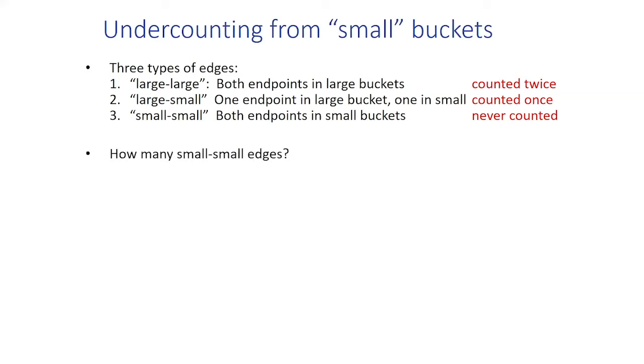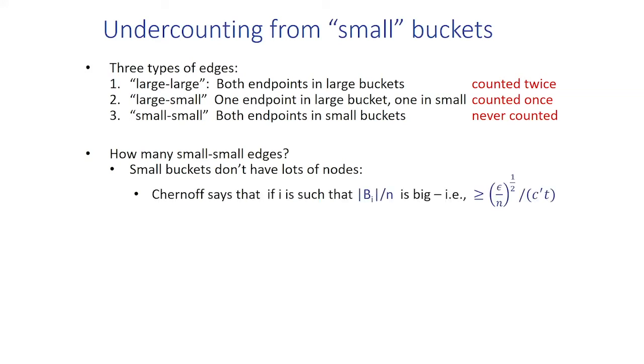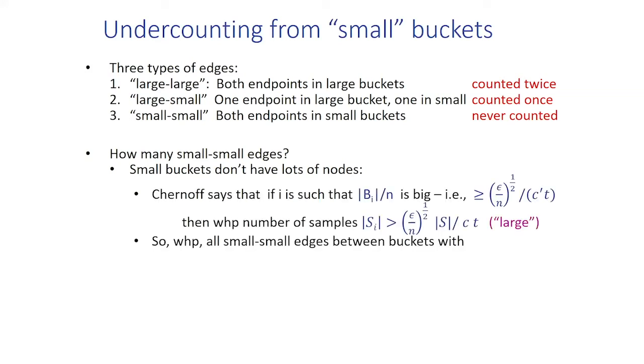All right, so let's see how many small edges there are. We just kind of argued this, but let me reiterate the argument. Small buckets don't have lots of nodes. It's easier to say that if there were lots of nodes in the bucket, we would have seen a lot of them in the sample. So the only thing that gets rounded to zero is when there weren't actually a lot of nodes in the bucket.